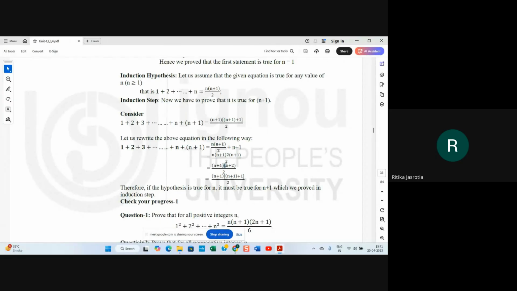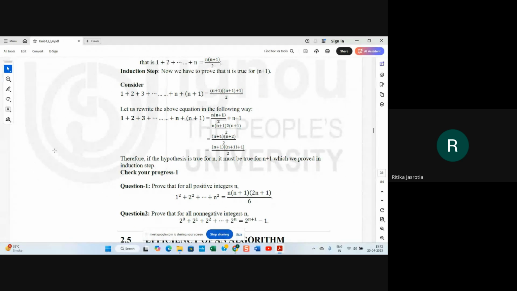So what they have again differentiated is that it is n plus 1, n plus 1 plus 1 divided by 2. So this and this are equal. What they are showing is that this and this are equal. Therefore, if the hypothesis is true for n, it must be true for n plus 1, which we proceed with in the induction step. So they are saying that this answer comes by solving this only, right? That is why they are saying it is true. So rather than doing it like this, you can just simply solve this, and it will give you this. That is what they are talking about.